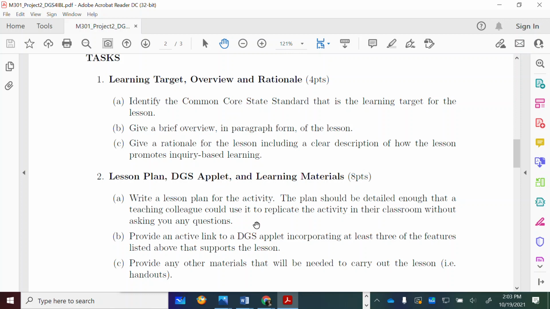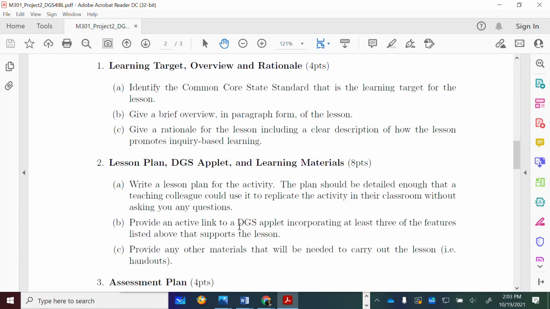But just sort of a plan, something that you could provide enough detail on that if you were absent, a teaching colleague could use it to replicate the activity in their classroom without asking you any questions. So what are you going to do? How are you going to run it? So a lesson plan. And then maybe in the lesson plan, some sort of an active link to a DGS applet incorporating at least 3 of the features listed above that supports the lesson.